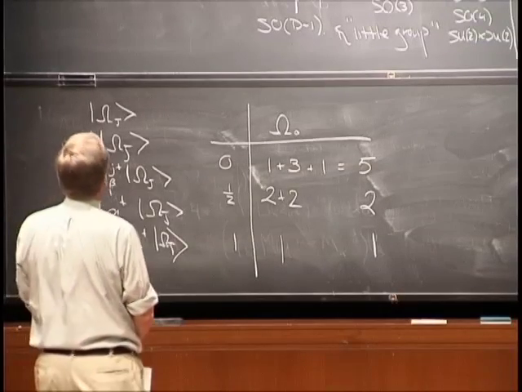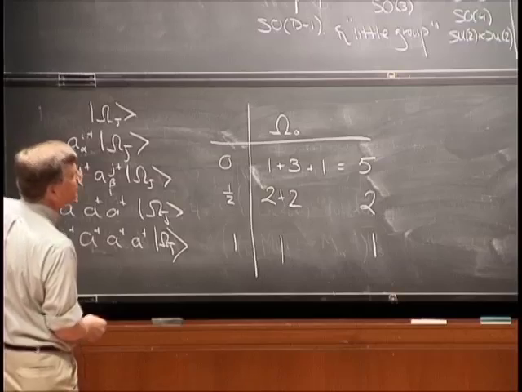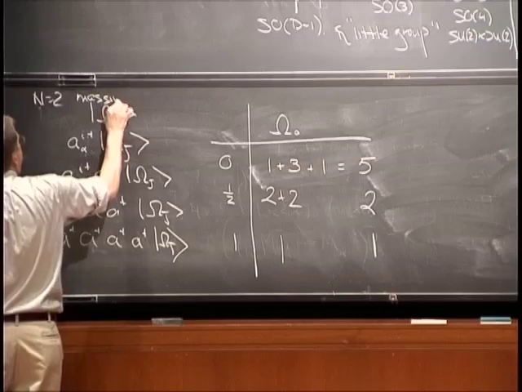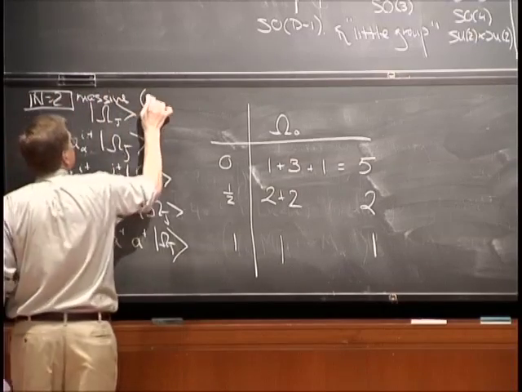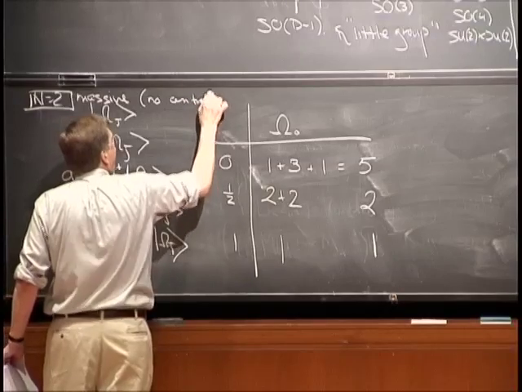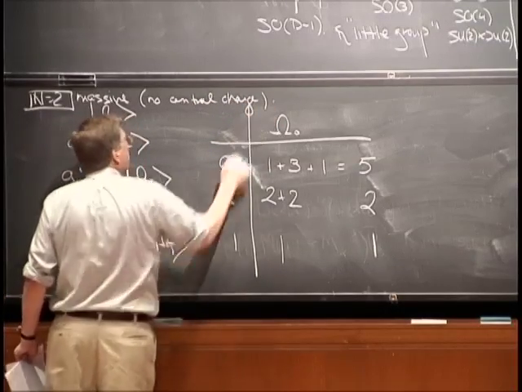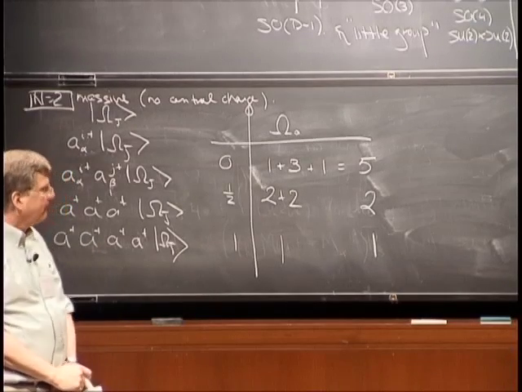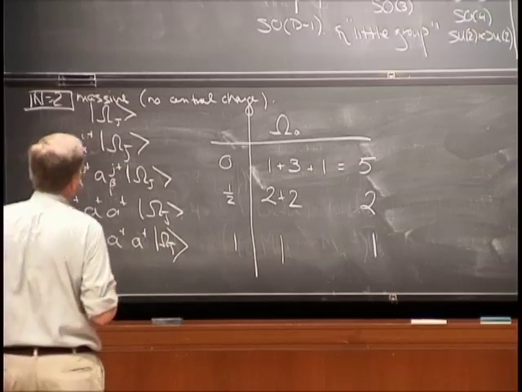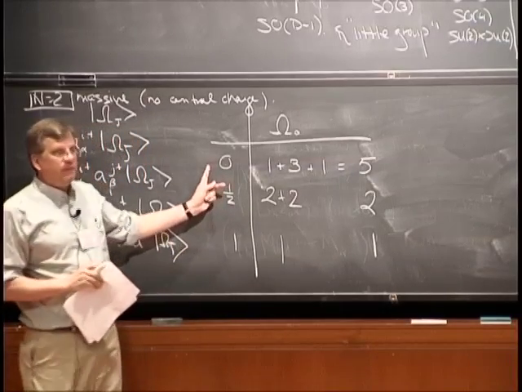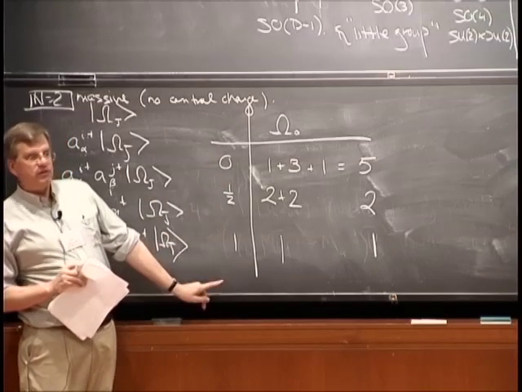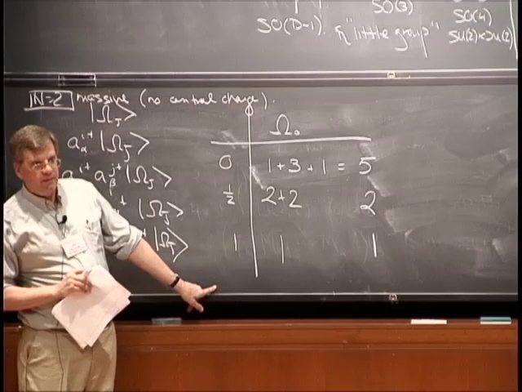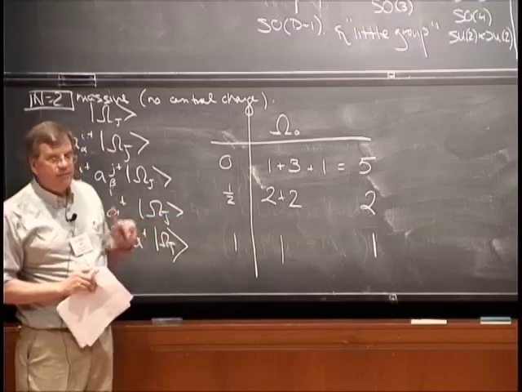N equals 2 massive, without a central charge, is not like n equals 1. Just simply having a massive spin 0 particle immediately tells me there's also a massive spin 1 particle in the same multiplet.